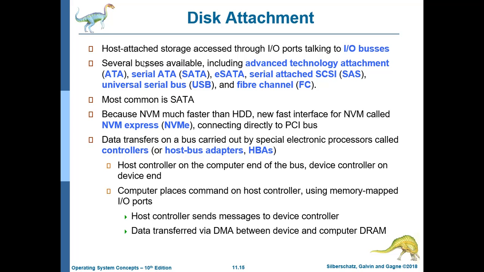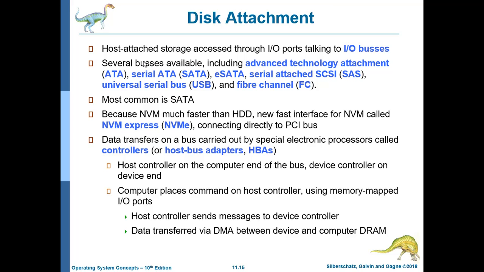Then we have Serial ATA, or SATA, and the eSATA. Serial Attached SCSI, or SAS. And then Universal Serial Bus, or USB, of course. And we have Fiber Channel, FC. The most commonly used until now is SATA. Because NVM, or non-volatile memory, is much faster than hard disk drives, a new interface for NVM called NVM Express, or NVMe, connects directly to the PCI bus.